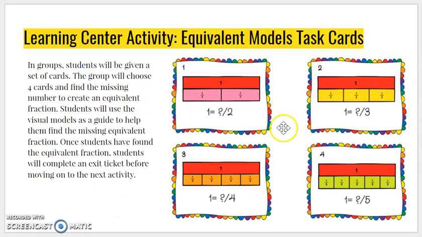So this activity has about 20 cards, but students can choose which 4 they want to do, and that way they can discuss with each other why their answers are correct, and use their peers to ask for help if they need help.